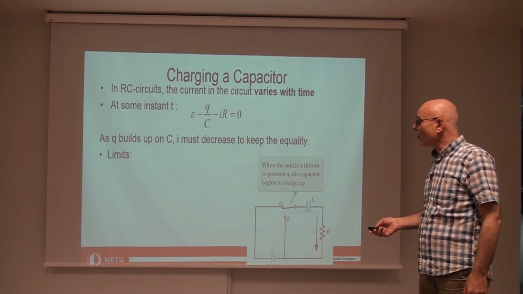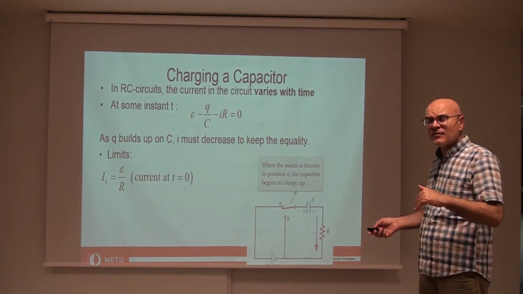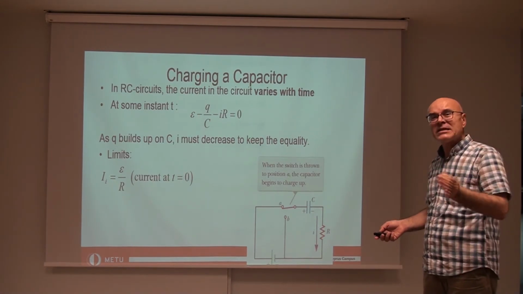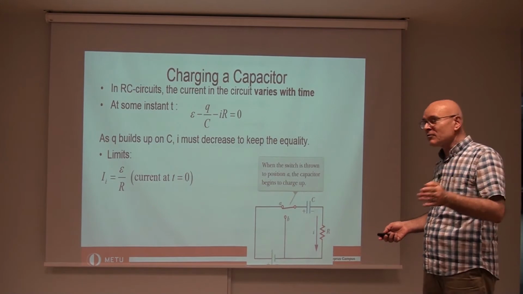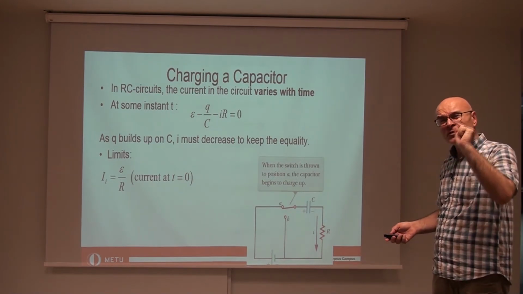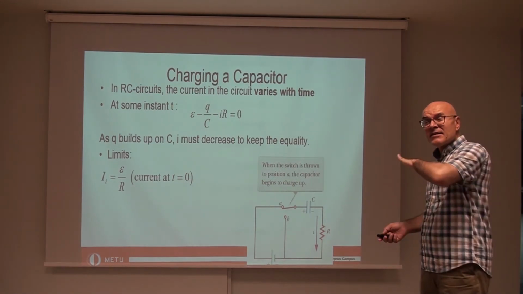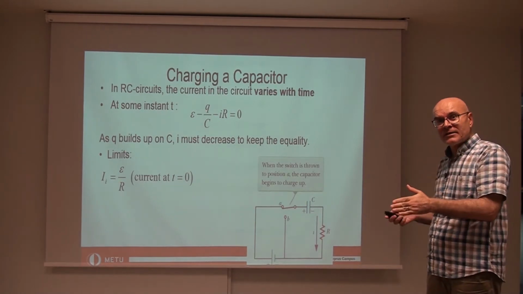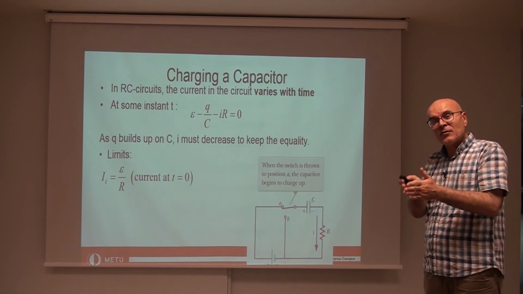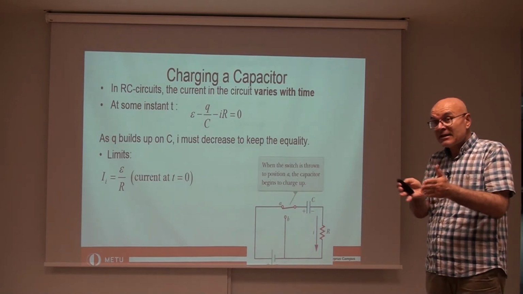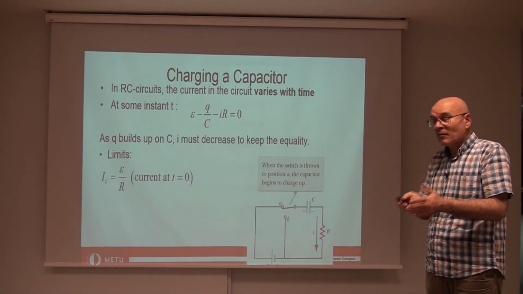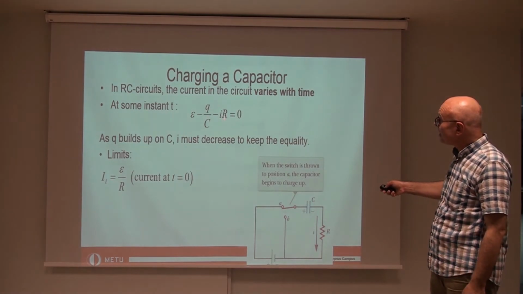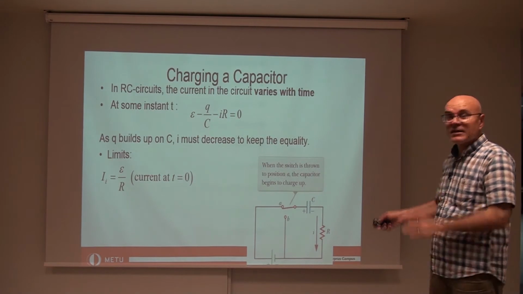Let's look at that more closely. Let's first start with the other limit. That's at t equals 0, in other words, just the moment you close the switch. In this case, there is still no charge at all on the plates of the capacitor. And so the potential difference across the plates of the capacitor is just 0. So the equation in this case becomes E minus IR equal to 0. So Q over C here doesn't exist.